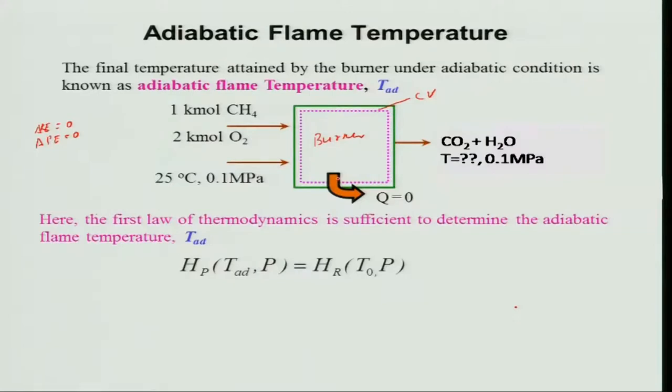For the time being, let us apply the first law of thermodynamics under the assumptions I have stated just now, for a control volume or open system. That is HP is equal to HR. And the temperature you will get is basically T adiabatic, because no heat is going out of the system. So, all the heat will be there. Whatever temperature I get, I call it the adiabatic temperature. Therefore, the product enthalpy will be a function of adiabatic temperature and pressure. Of course, I am assuming the pressure to be the same as that of the inlet.